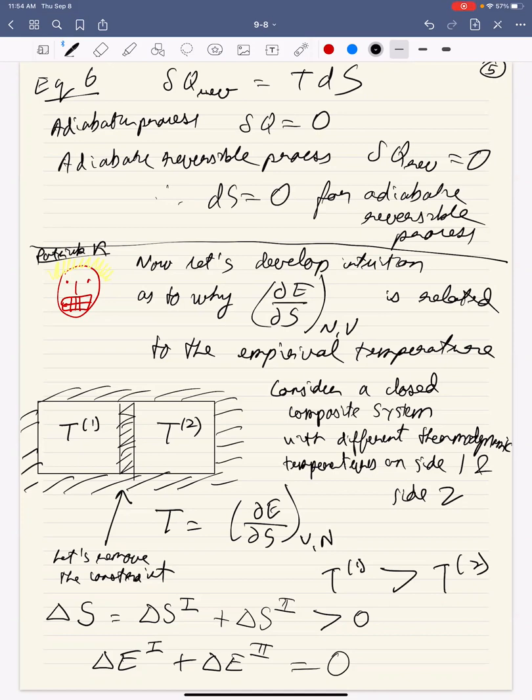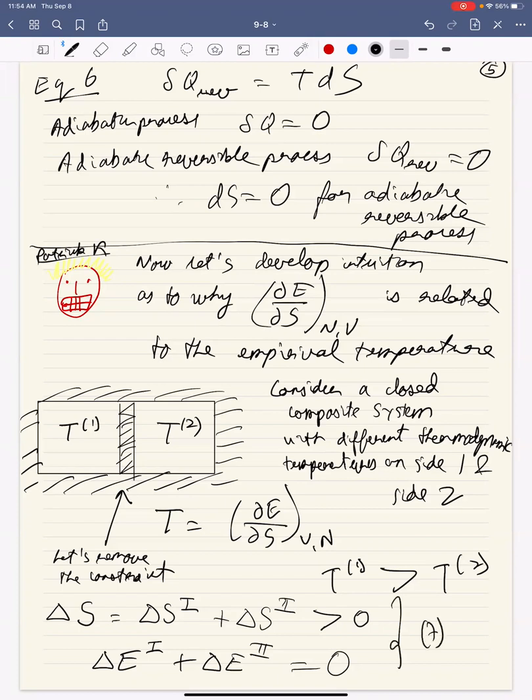We are trying to prove that if T1 is more than T2, then delta E1 should be negative, right? The energy for 1 should have gone down and gone to the right side. But we do know that it's conservation of energy. If it decreased in 1, it has to increase in 2. If it increased in 2, it has to decrease in 1. That's what we said here. So let's call this equation 7.